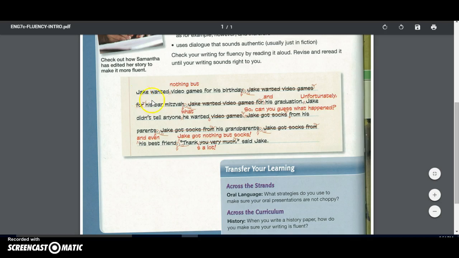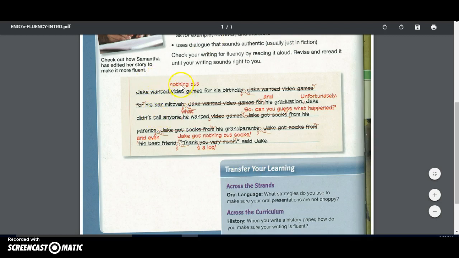So, Jake wanted video games for his birthday. Jake wanted video games for his bar mitzvah. Jake wanted video games for his graduation. Jake didn't tell anyone he wanted video games. Jake got socks from his parents. Jake got socks from his grandparents. Jake got socks from his best friend. Thank you very much, said Jake. That is quite choppy.